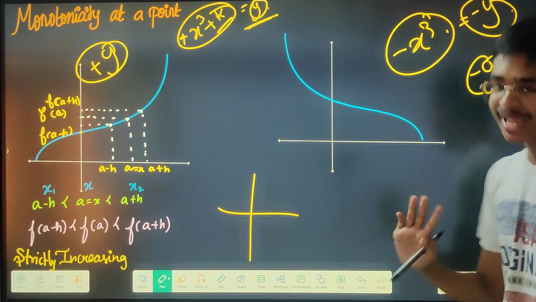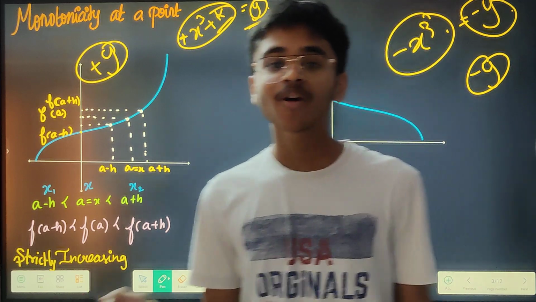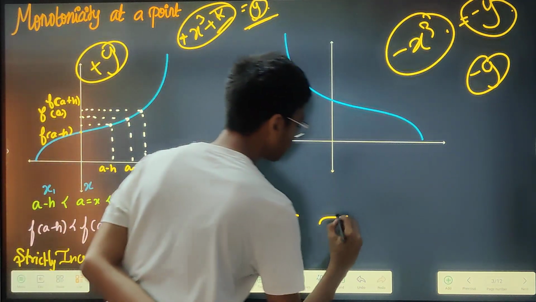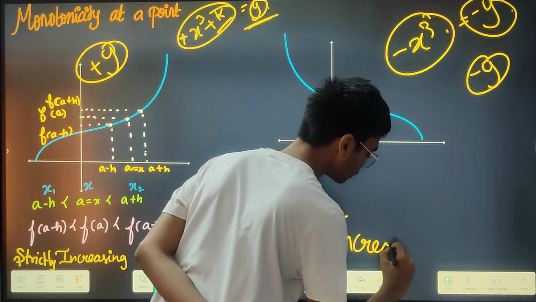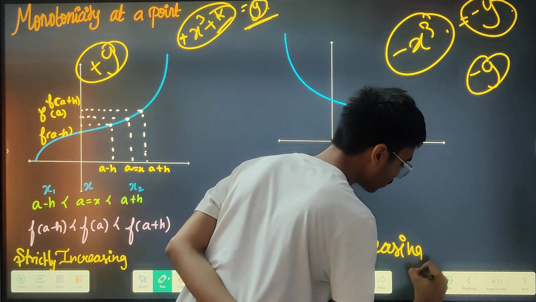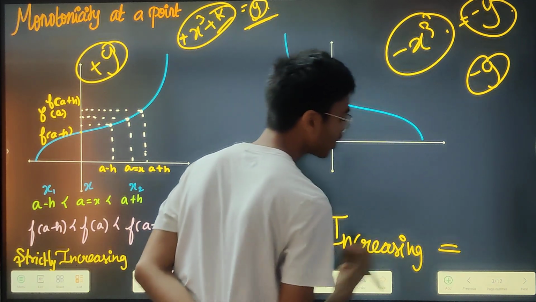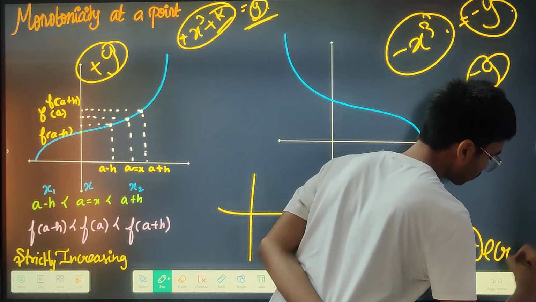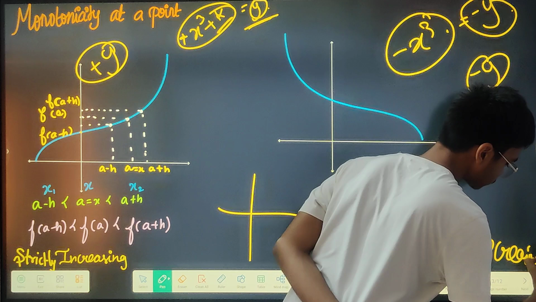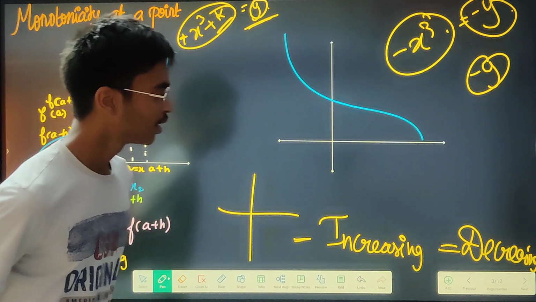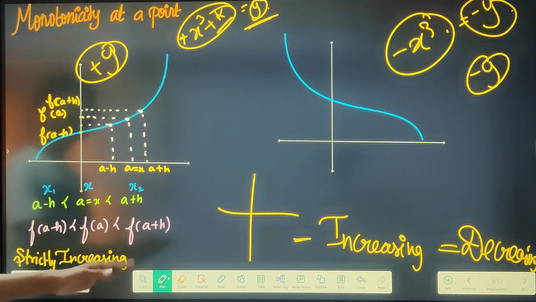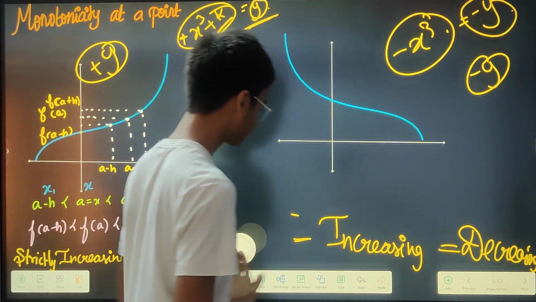Then automatically anything will be converted to the other monotonic. That means an increasing graph can be converted into a decreasing graph if you multiply minus to it. So this is just something that came into my brain.